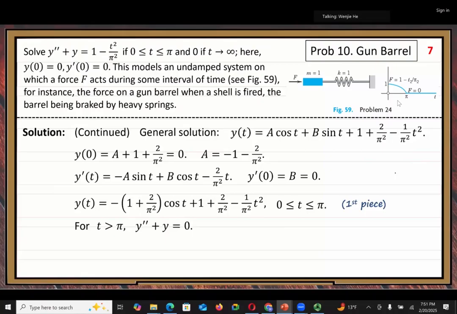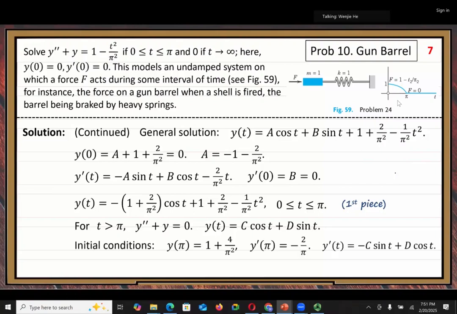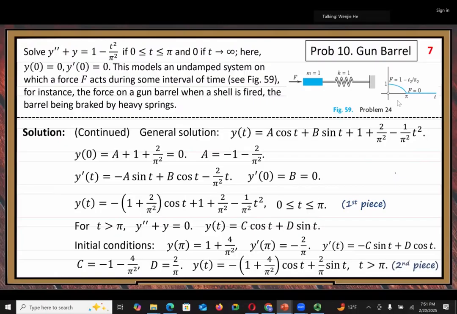So you solve y double prime plus y, this time homogeneous, right? So you determine two new coefficients, capital C and capital D. You plug in, you can find C and D. So for the second piece, you get a different function. Then you put them together, so your solution is a piecewise function. Okay? Right.